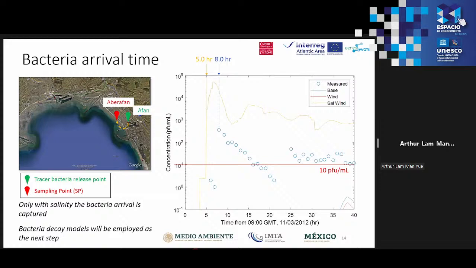But in our model, the bacteria decay less compared to the measurement. It may be due to the fact that we use a conservative tracer, but in reality, the bacteria may decay. So a bacteria decay model will be employed as our next step.